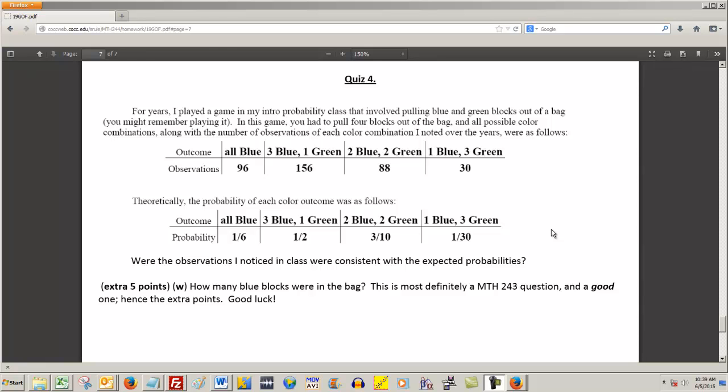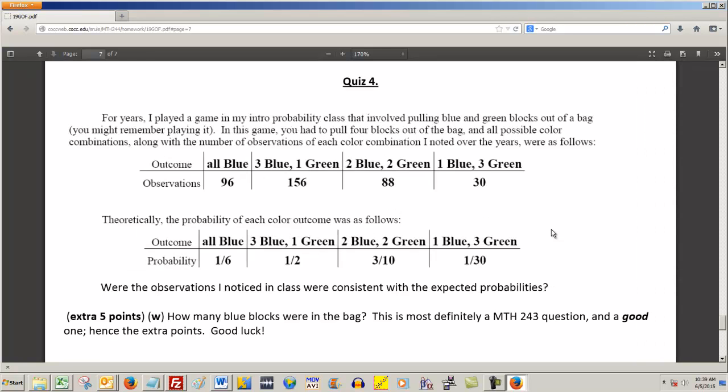Hey everybody! The purpose of this video is to get you some solutions to this goodness of fit quiz about pulling the blocks out of the bag. So we got some blue and some green blocks in a bag. We're pulling them out. Try to figure out if what we saw in class is roughly consistent with what we should have seen, which is theoretically down here.